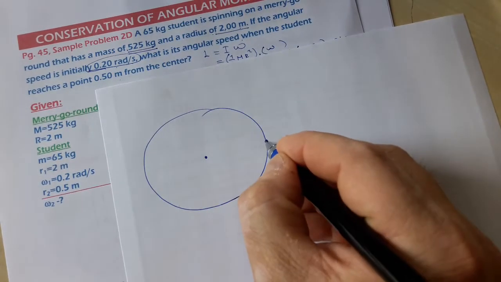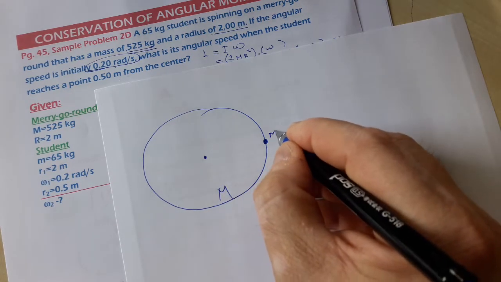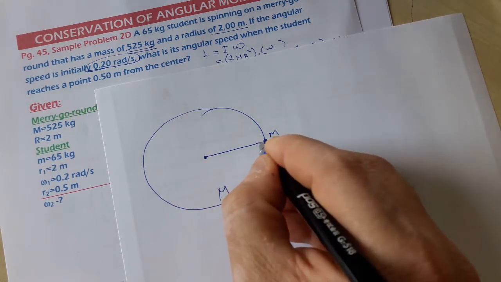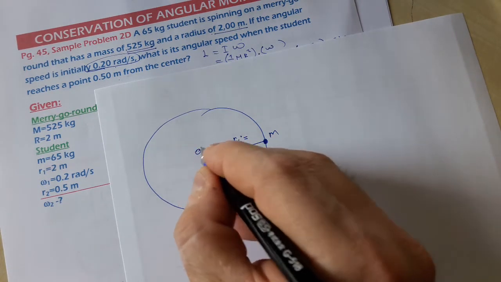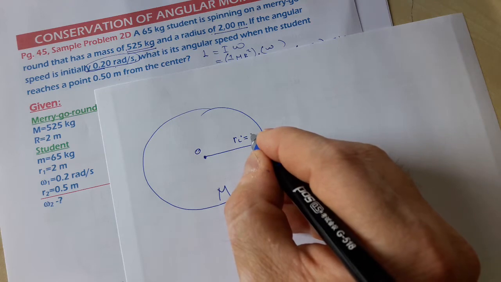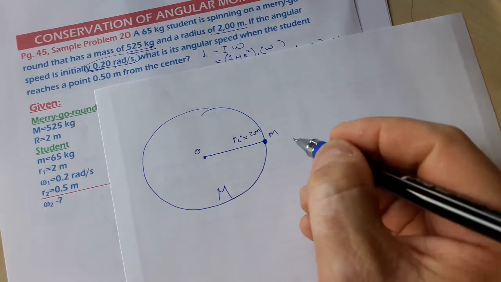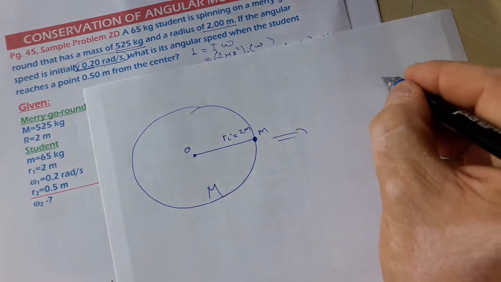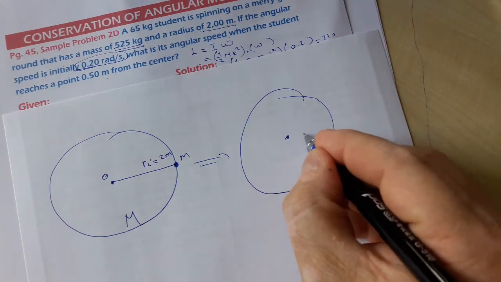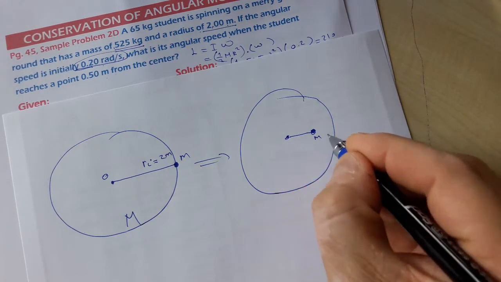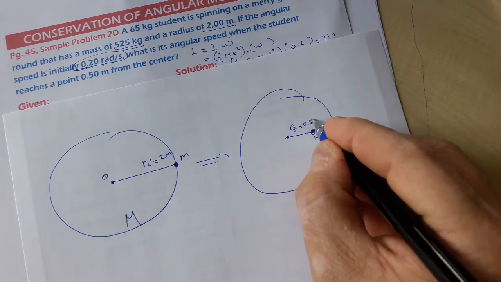So there are two components in this system. One of them is the merry-go-round, the second one is the student. The student is at a distance from the axis of rotation of 2 meters, which is the radius of the merry-go-round. But later, the student starts to walk and approaches the center, somewhere here. So this final distance is 0.5 meters.